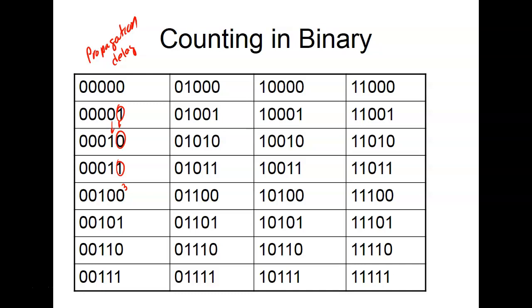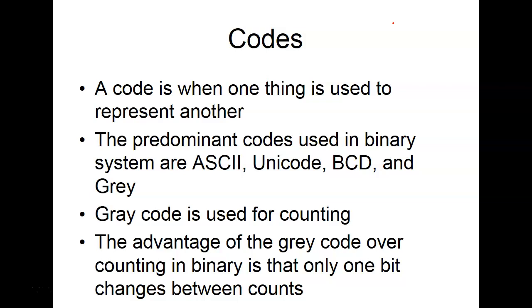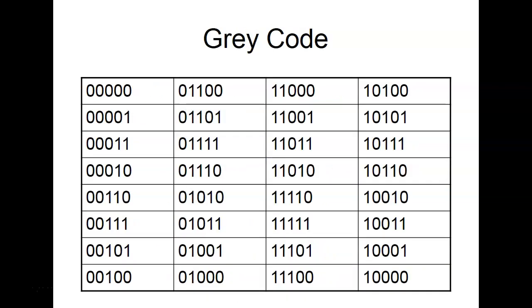So what is a code? It's when we use something to represent something else, right? So they came out with a code called a gray code, which is a high-speed counting code, but it's a code. So code means this is not binary. This represents a number, right? You understand that?